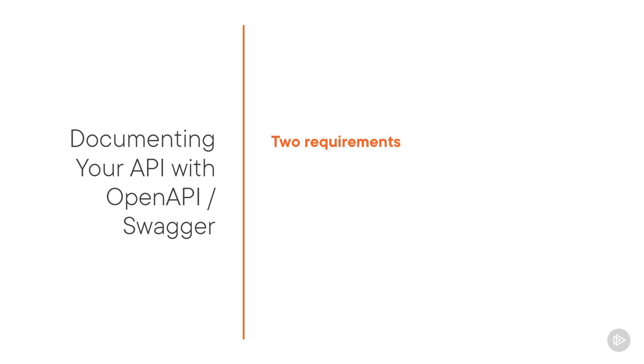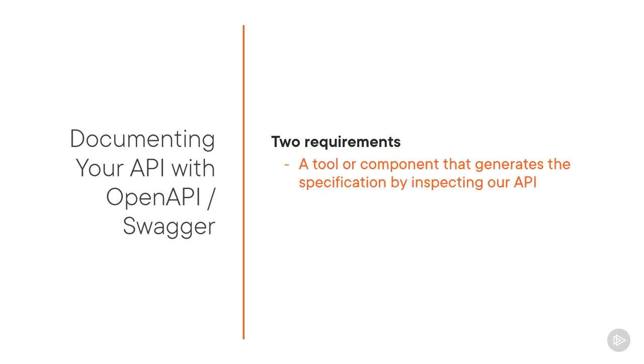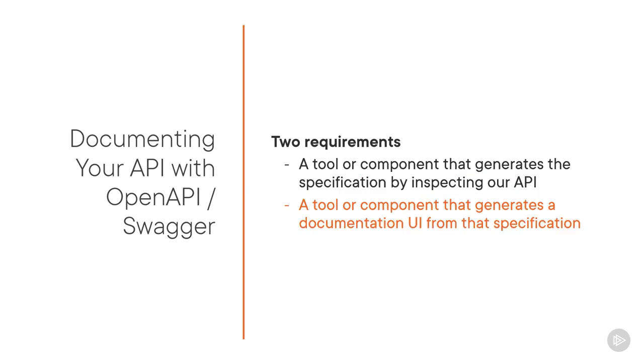So that's the story. We have a specification, and from that specification, a documentation UI, like a web app, can be generated. But unless we want to manually write such a specification, we need some kind of component or tool that generates that specification by inspecting our API. That's our first requirement. And then we need another component that does something with that specification. For example, generate that documentation user interface from it that can also be used to test our API. So that's our second requirement.